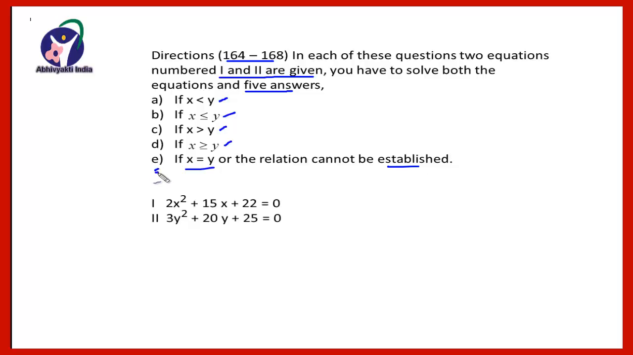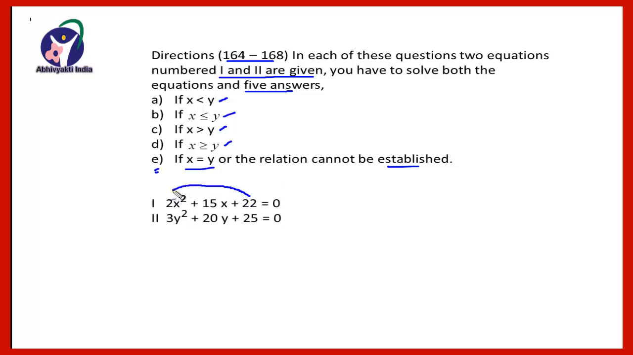Here is the first equation, that 2x square plus 15x plus 22 is equal to 0. This is a quadratic equation in x. We have to solve this quadratic equation and find the value of x. We solve the quadratic equation by splitting the middle term, and then we find the values of x. But we have to solve here by avoiding all the terms and directly write the value of x. Just see how to write the value of x directly.